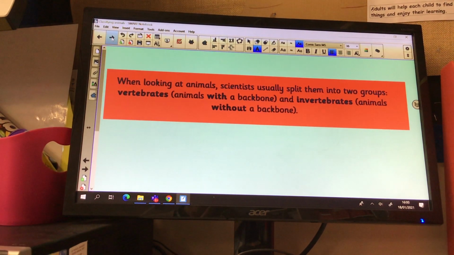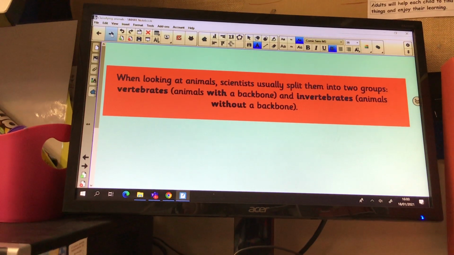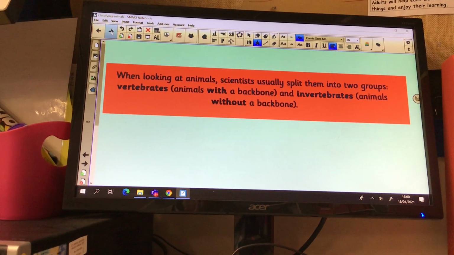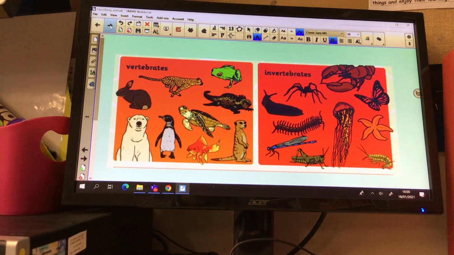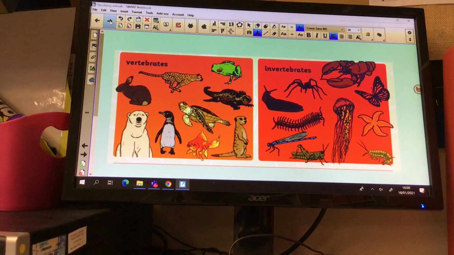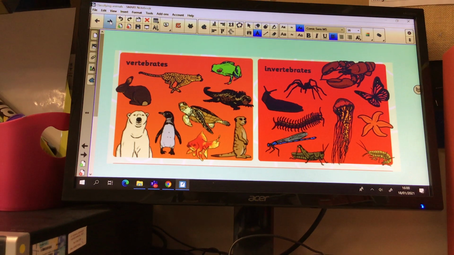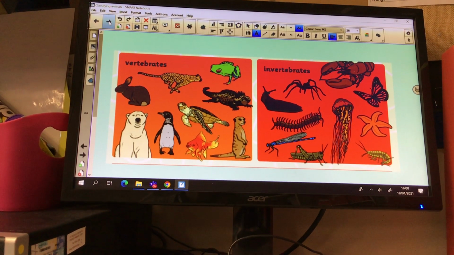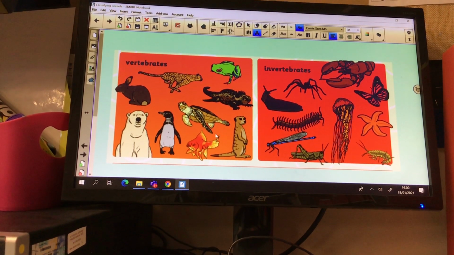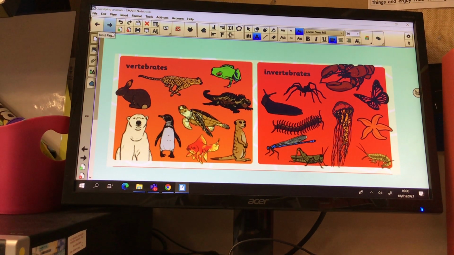Okay, when we're looking at animals, scientists usually split them into 2 groups. Vertebrate, which are animals with a backbone, and invertebrate, which are animals without a backbone. So, vertebrate, there's a selection there, and a selection of invertebrate. Now, I was quite surprised to see the fish on the vertebrate side, because I didn't realise they had a backbone, but now I know.